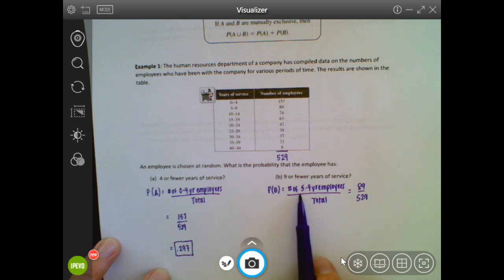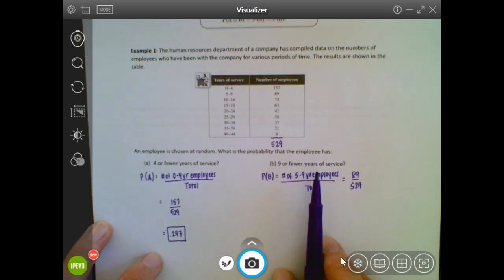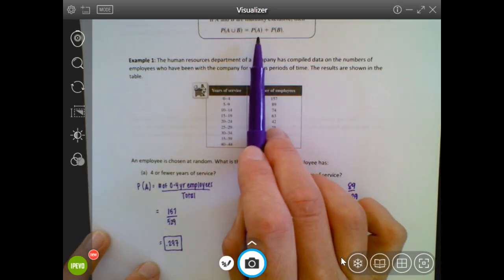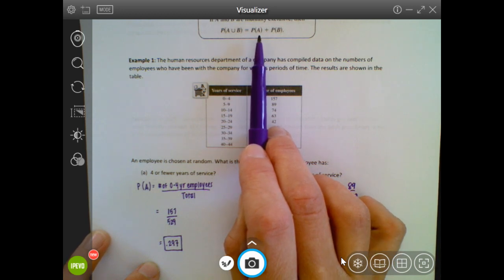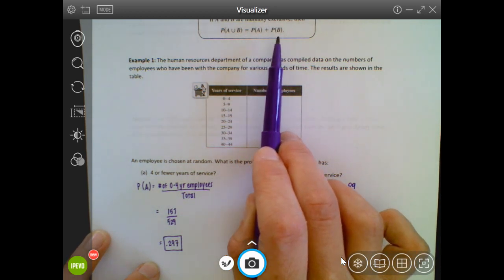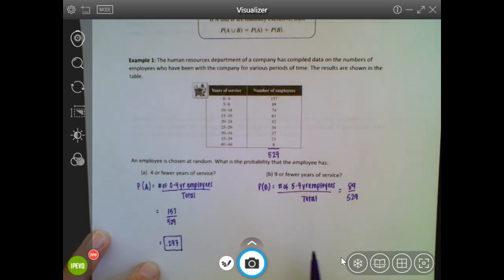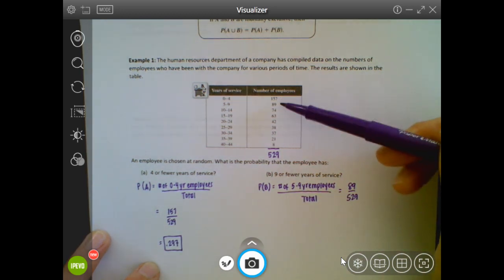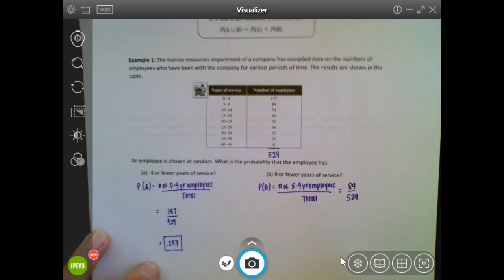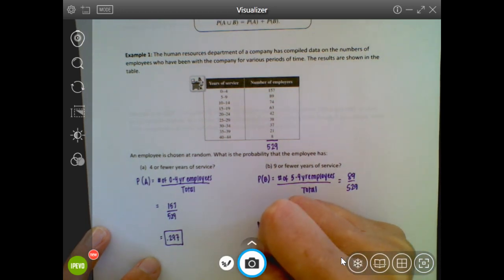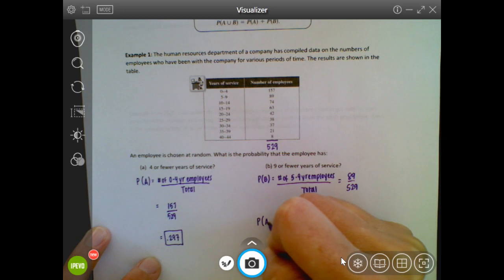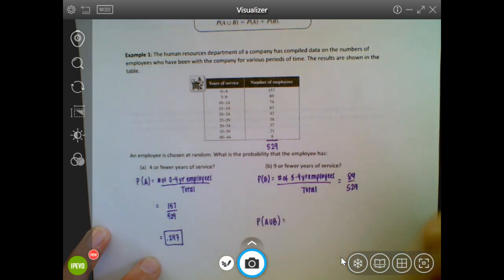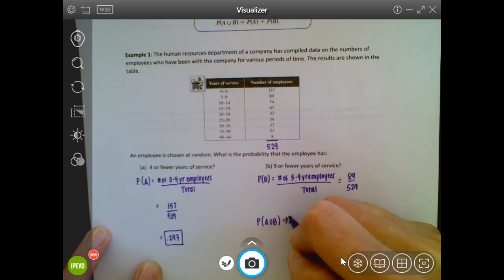I don't want to know the probability of picking a 5 to 9 year employee. I want to know the probability of picking 9 or fewer. So this is where the mutually exclusive formula comes in. I'm going to add the probability of event A to the probability of event B because the events A and B have no outcomes in common, meaning that these two categories are completely separate. So I'm going to say the probability of the union of event A and B is going to be the probability of event A plus the probability of event B.